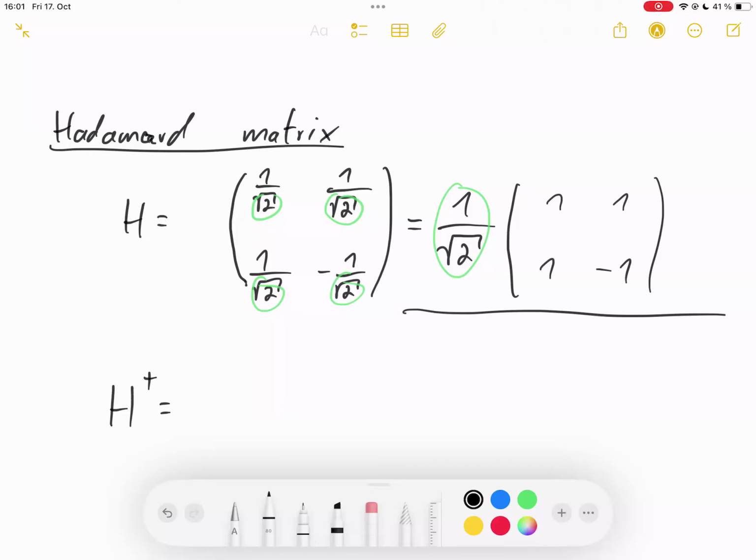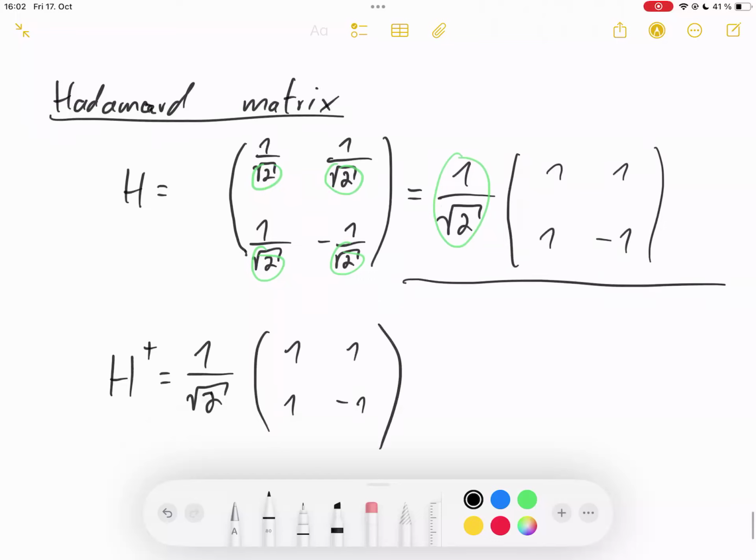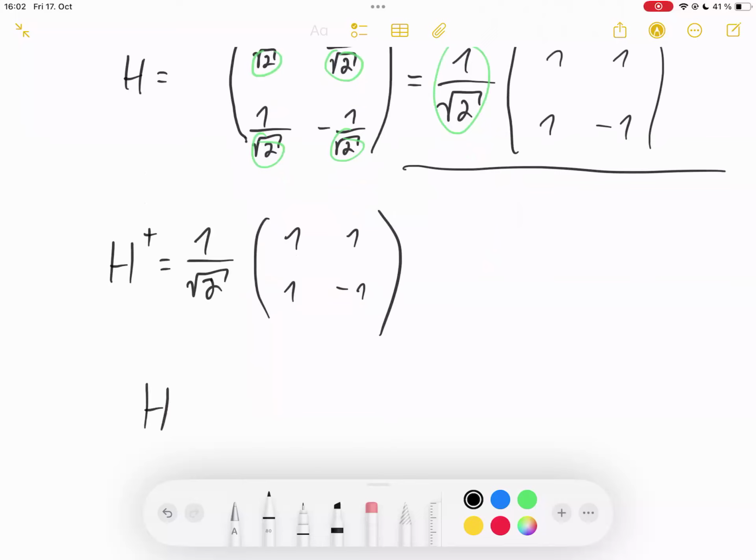It's still the Hadamard matrix, and so we have this normalizer here, and it's still 1, 1, 1, minus 1. And it turns out, if you multiply H times H dagger, it's the same as H dagger times H, and this will be simply 1, 0, 0, 1, which is the 2 times 2 identity matrix.